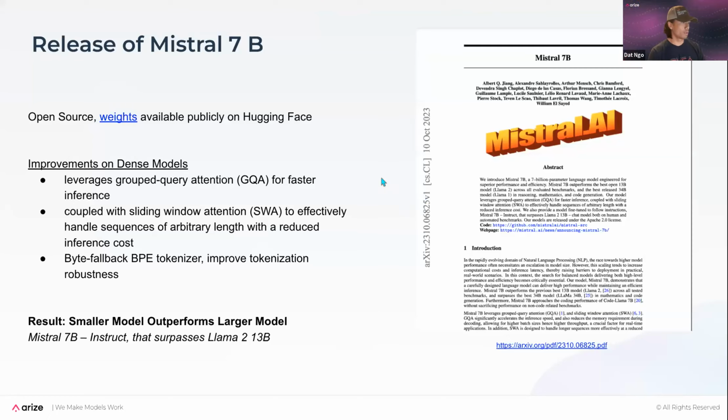In the Mistral paper, which we've linked here if you haven't read it yet, one really cool thing about Mistral is you can go and grab this model on Hugging Face. The weights are publicly available. There are 3 concepts I want to go into depth on regarding the improvements made in Mistral.